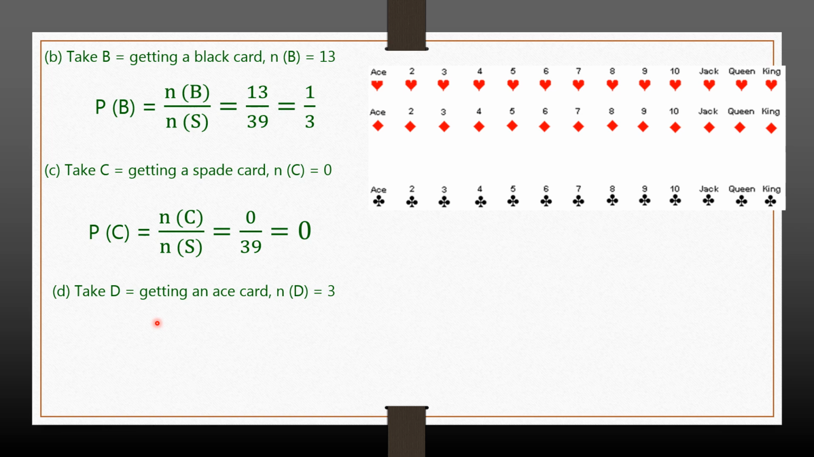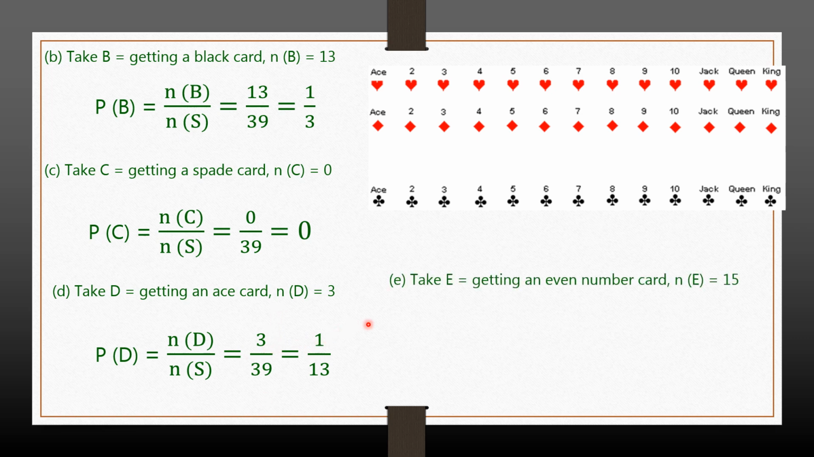Therefore, the next event, getting an ace card. Take D is equal to getting an ace card. You see the sample space, there are only 3 ace cards, because spade cards we removed. Don't confuse here, we should not take 4 cards, because all the spades are removed. That means the ace of spades is also removed, so only 3 aces will be left. That's why the number of favorable cards to D is 3. N of D is equal to 3. Apply the formula of probability. P of D is n of D by n of S. It is 3 by 39. Therefore, cancellation with 3, 1 by 13.